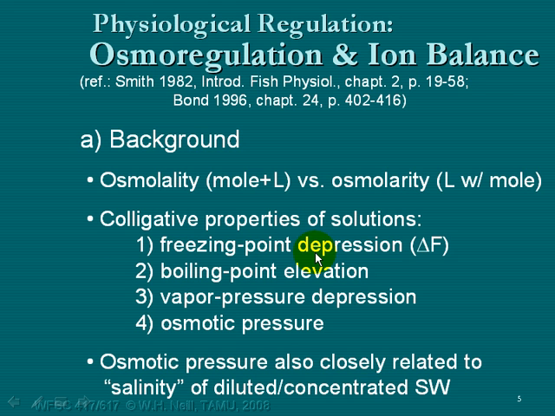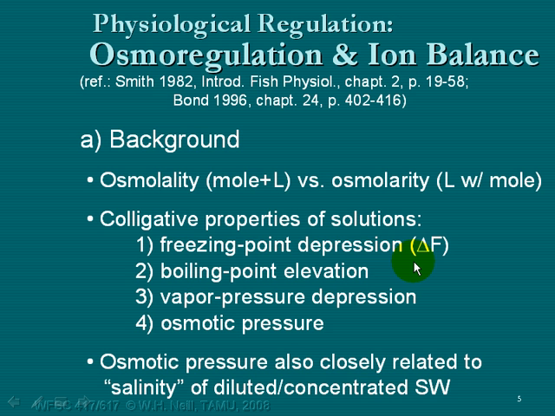Here are some other things that are related in a 1-to-1 way. One is freezing point depression. The higher the osmotic concentration of a fluid, the lower its freezing point, and that's expressed usually as delta F. It's important to keep in mind that the F stands for freezing and not for Fahrenheit. You can measure freezing point depression either in centigrade or Fahrenheit, of course. Usually it's centigrade degrees.